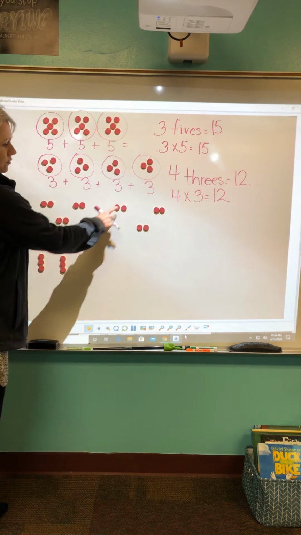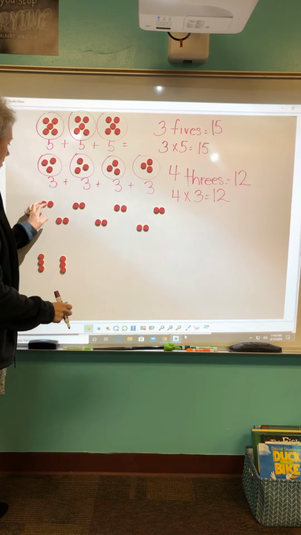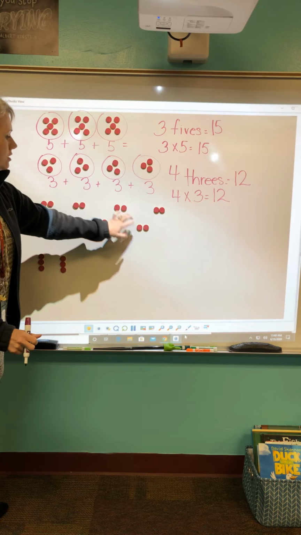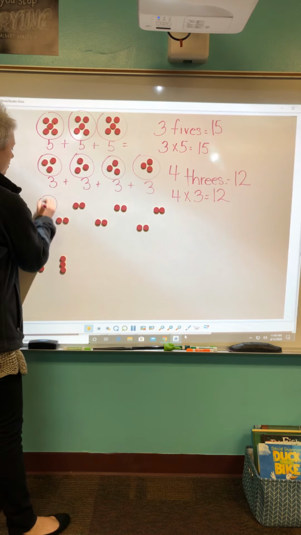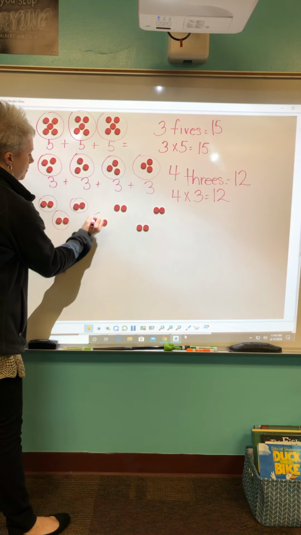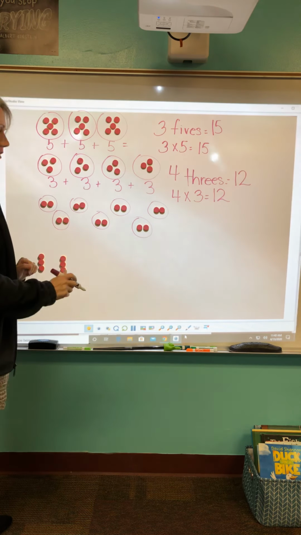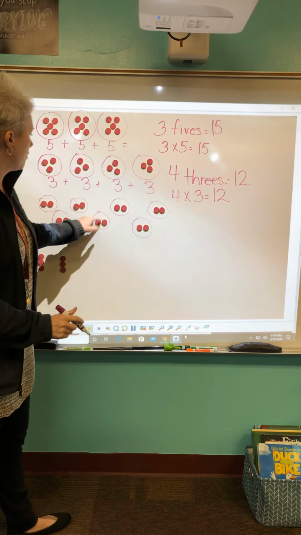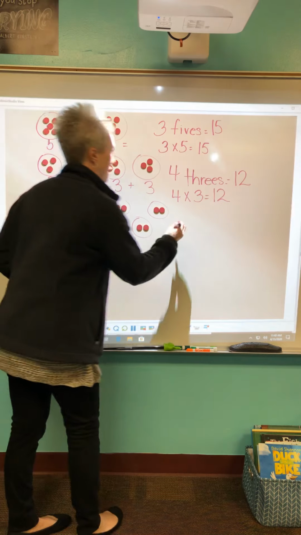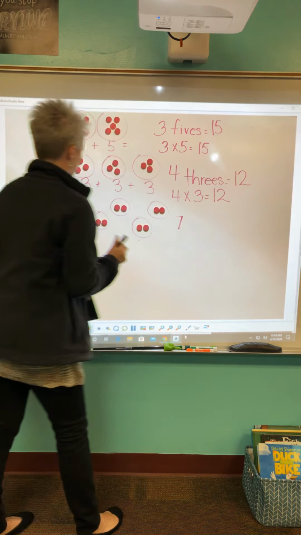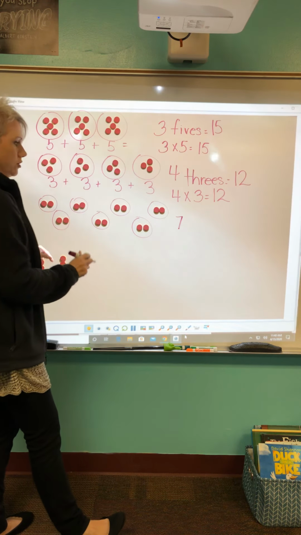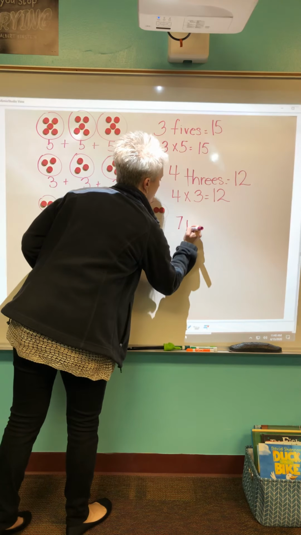All right, right down here, I have lots of groups of 2. Okay, you can see each section, each little group has 2. We'll circle them up so we can see them easier. All right, let's count how many groups I have. 1, 2, 3, 4, 5, 6, 7. I have 7. And how many is in each group? 2. So I have 7 2s.